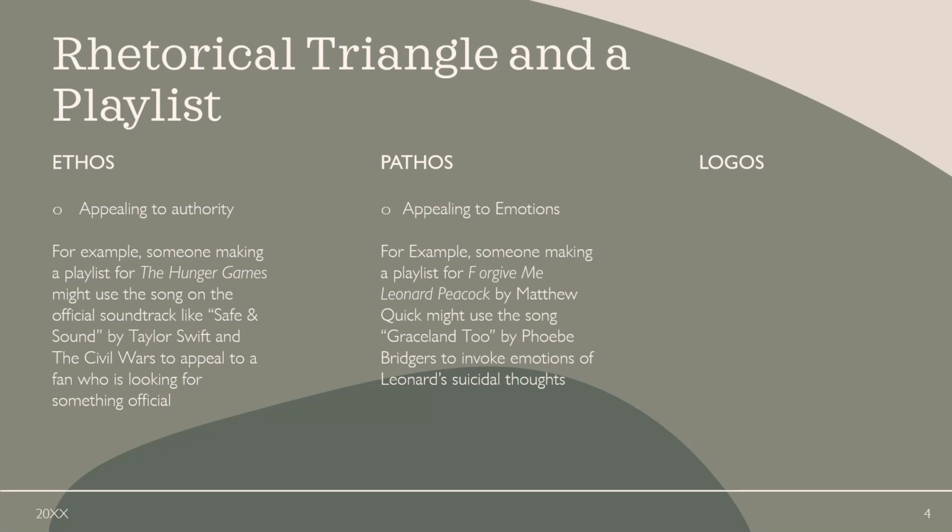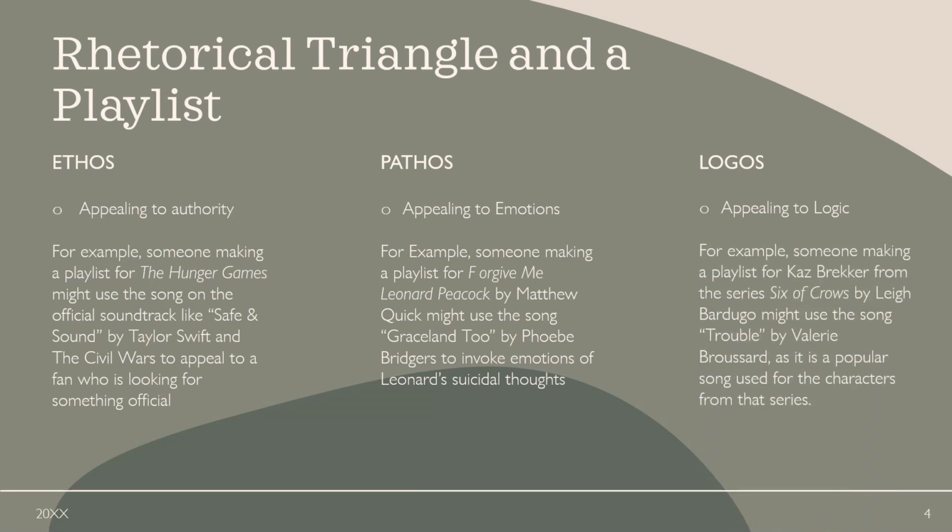Finally, we have logos. Logos is appealing to the reader-viewer's logic. For example, someone making a playlist for the character Kaz Brekker from the series Six of Crows by Leigh Bardugo might use the song Trouble by Valerie Broussard, as it is a popular song that a lot of the fandom associates as a song for that character and the other characters within that series.